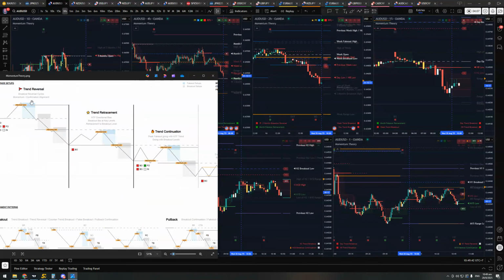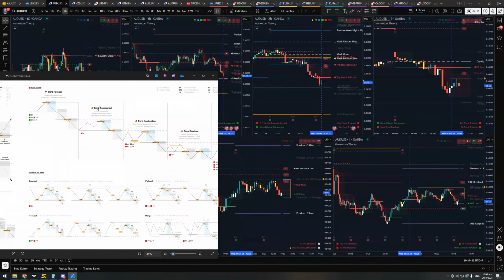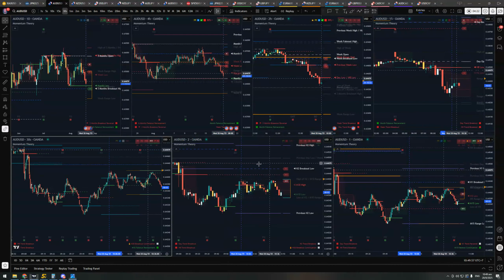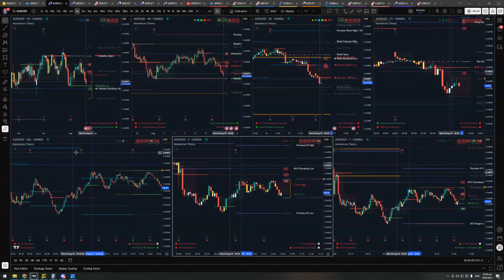You can even have reversals on even lower time frames. So everything kind of fits together, and this is why this is the most important one to look for, because this is the main one, and all these other ones are going to be found inside of this. So over here we have that breakout continuation, a trend continuation setup.